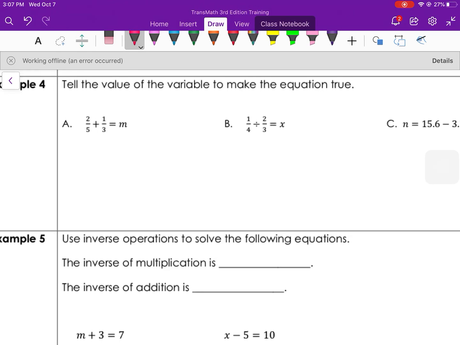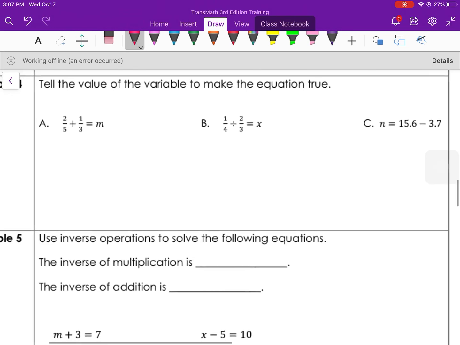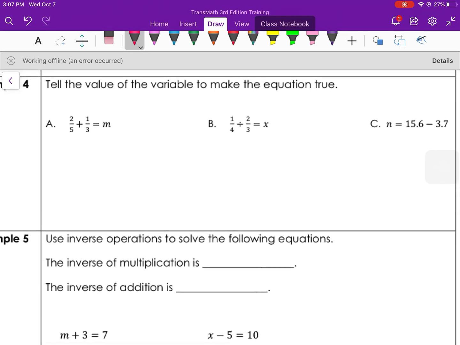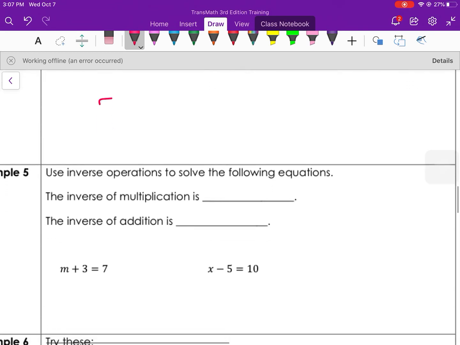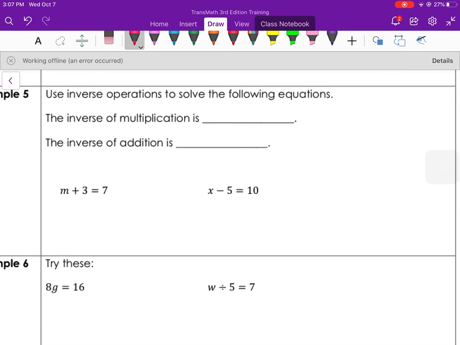Tell the value of the variable here. So here we have 2/5 and 1/3 equals m. I actually think that I forgot to change these. These examples are the same as from the last video, so we'll skip those for now. We'll do different ones in class.